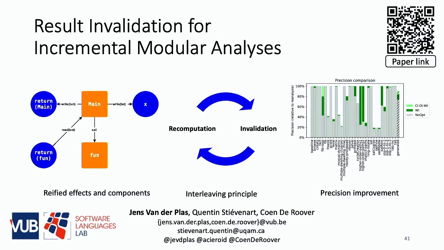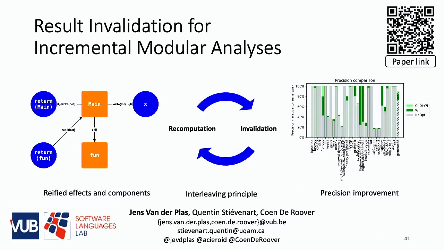If I understood correctly, your interleaving principle is that if I invalidate one procedure and recompute its results, and if I get different results, then I would have to propagate that to callers. Is that pretty accurate? Well, not only to callers, because you can have shared data structures, etc. Right, and also higher order functions, etc.